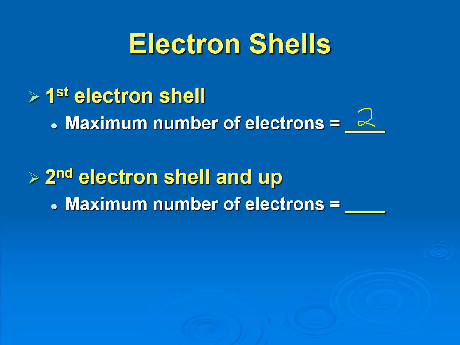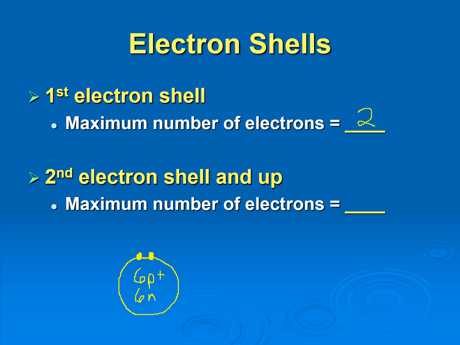So for example, if we have a carbon atom, which would have 6 protons and 6 neutrons in the nucleus, and because it has 6 protons, it's going to have an equal number of electrons as well, so it would have 6 electrons. So in the first electron shell, we would put 2 of the 6 electrons.